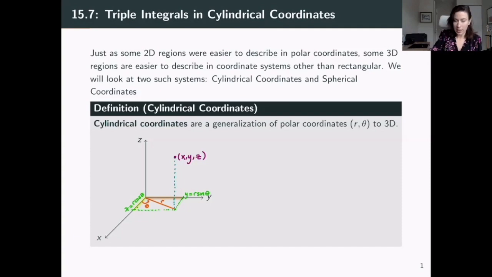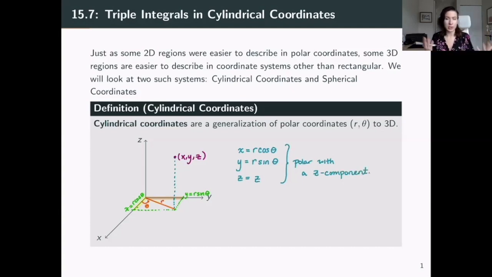So in total, our x is equal to r cos theta and our y is equal to r sine theta. These are our polar coordinates. And finally, we end up with just z equal to z. We're not representing z in any different way; it's still going to be rectangular. So this is essentially polar with a z component, and that z component is being represented in the standard rectangular way.